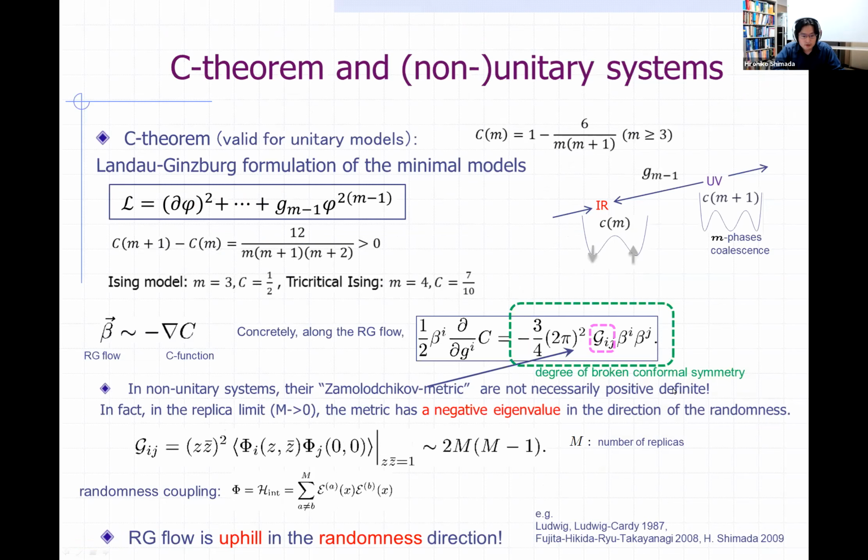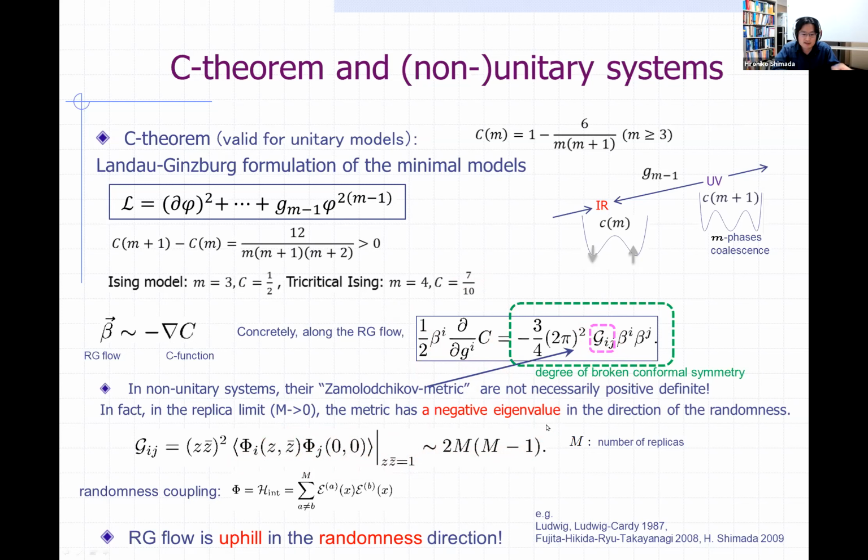Okay, now we talk about this C theorem. The general C theorem for unitary systems says that the beta function is the gradient of some C function, with some visual convention, it looks like this. But for this coupled case, this part, the so-called Zamolodchikov metric, is given by the 2-point function of this perturbing field, and it is proportional to m times m minus 1.